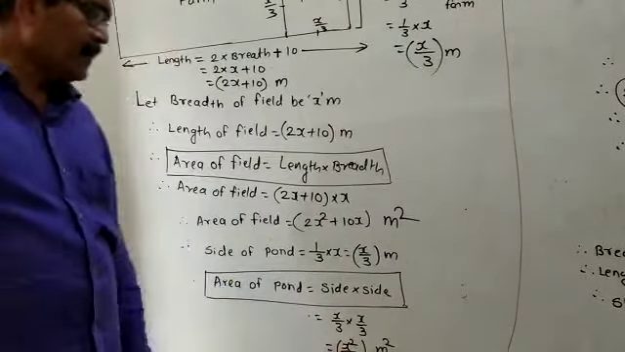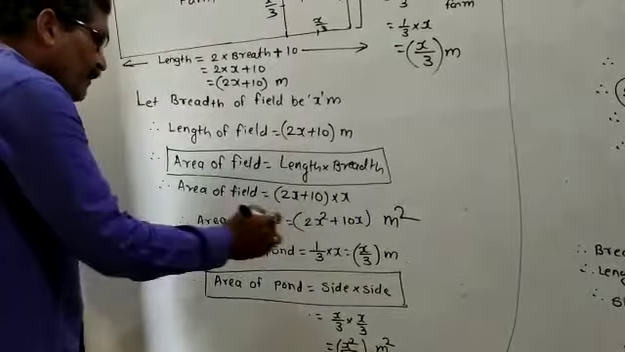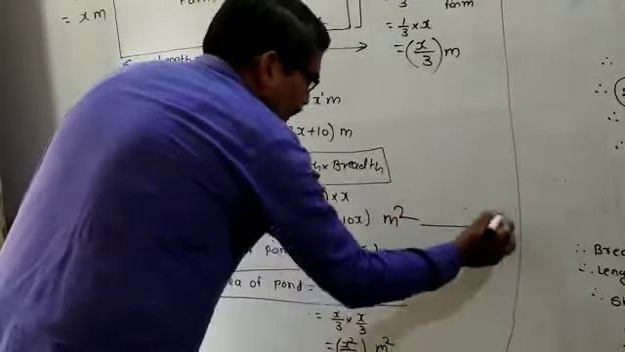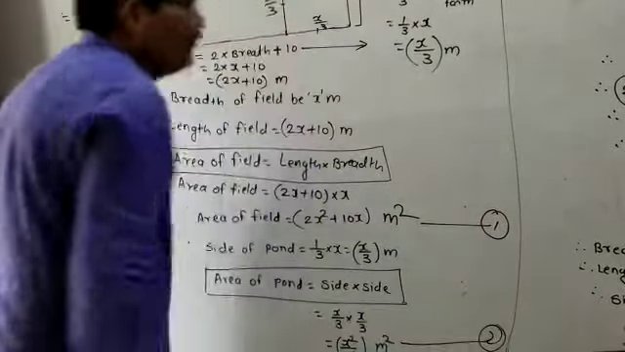Meters square. Means this is the area of the field. This is the area of the field. This is the area of the pond from 1 and 2.